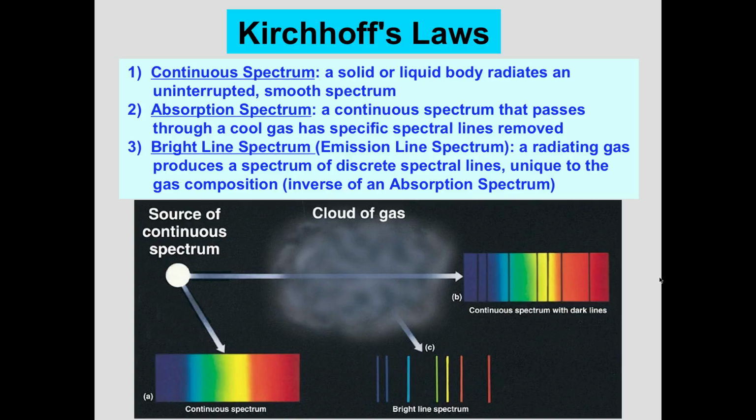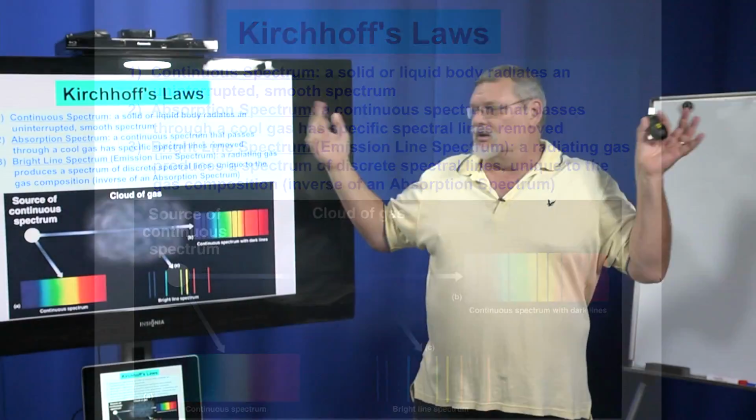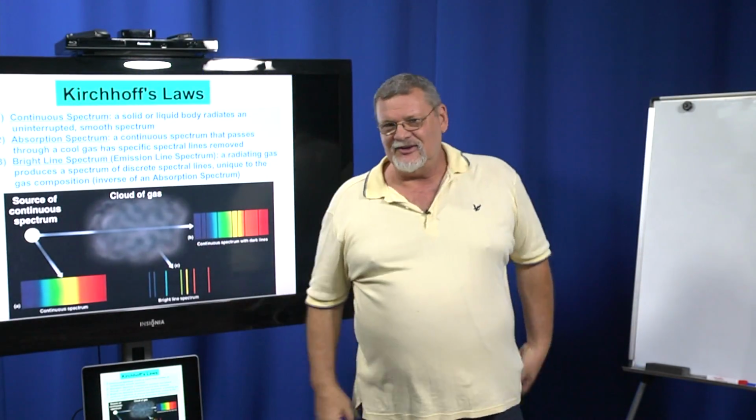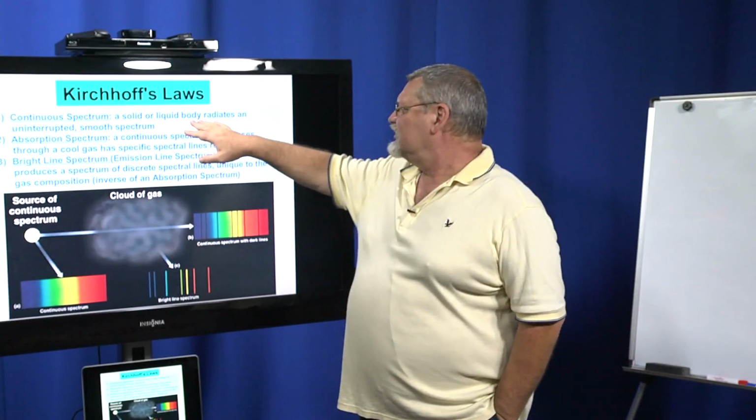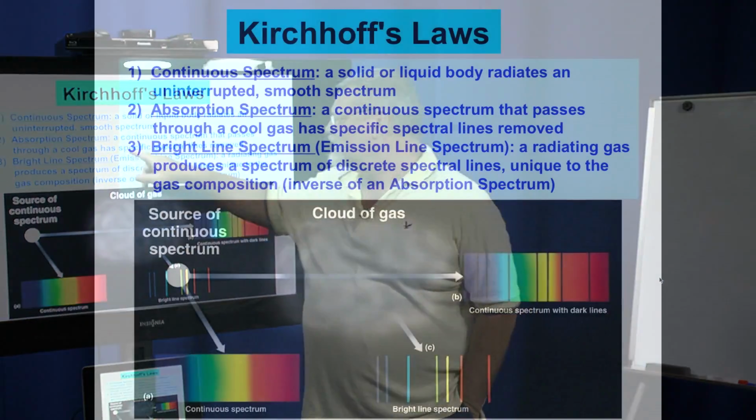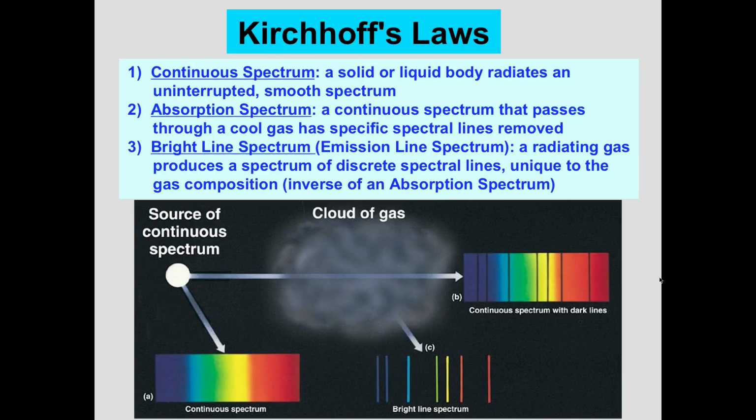All right, Kirchhoff's laws. So what's a law again? We talked about what a law is. It is a relationship that we observe in nature that we see over and over again. And if we think of what we're seeing in these mathematical terms, then it works. Every time we do it, it works. Kirchhoff's law says this, that you get a continuous spectrum if it's a solid or liquid.